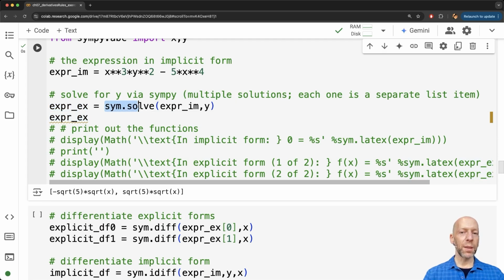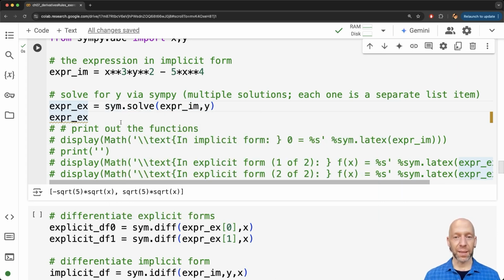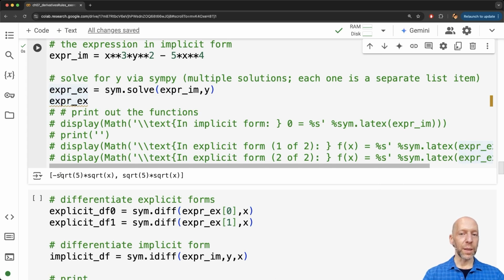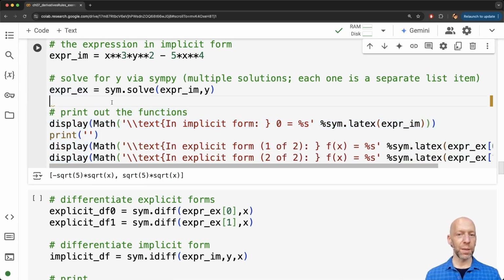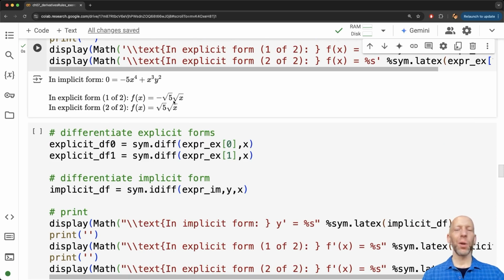So sim.solve actually found two solutions to this equation for y. The result here, this output of sim.solve, is a 2-element list. You can see the two elements of this list are nearly exactly the same, except this one has a minus sign. That is how we get two solutions to this equation, and each of these is a valid function on its own. Then I'm just printing these out. I didn't actually show this in the book figure, but here you see the functions.